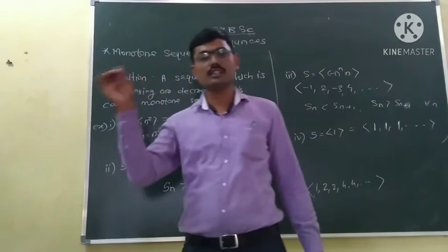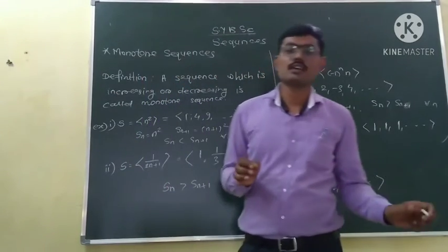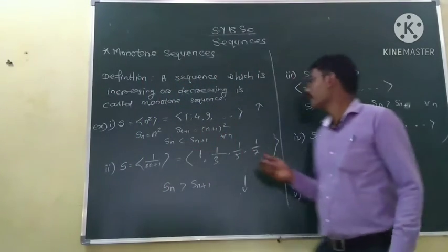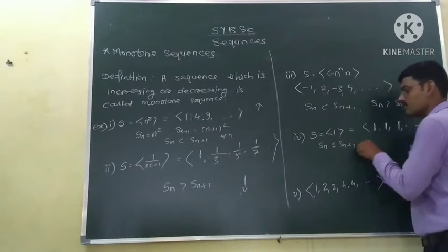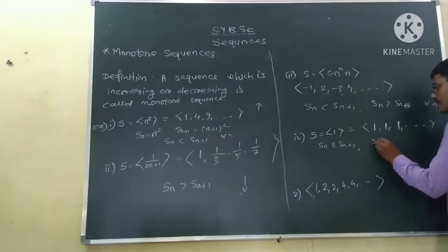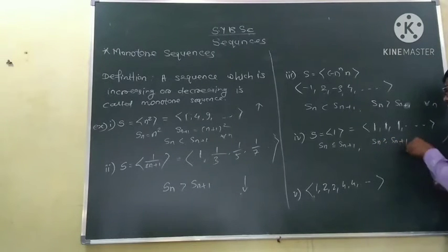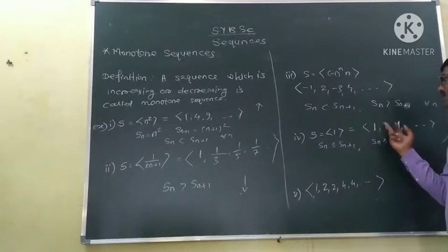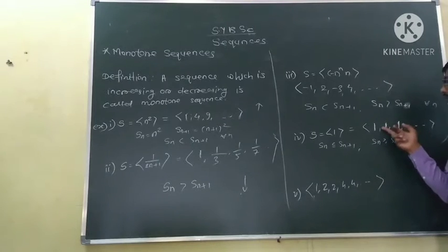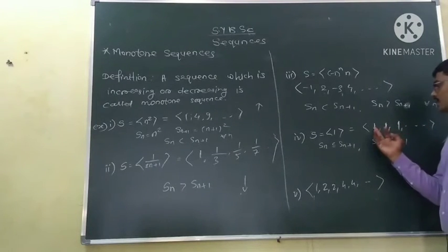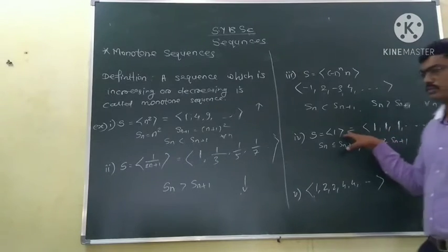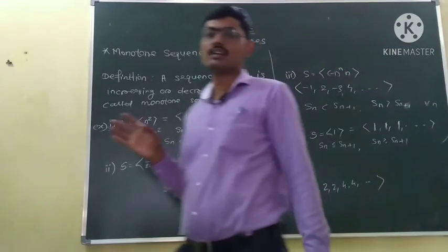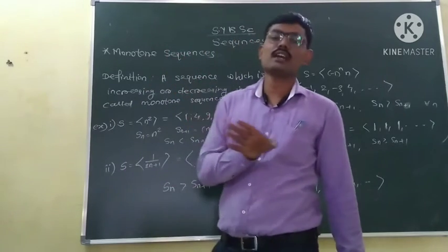We can say it is monotone increasing or monotone decreasing because it satisfies both relations. Sn is less than or equal to Sn plus 1 for all n, and also Sn is greater than or equal to Sn plus 1 for all n. We can say 1 is greater equal 1, the third term is greater equal 1, and so on, or this 1 is less equal this 1, this 1 is less equal this 1. So this sequence is both monotone increasing and decreasing. Only a constant sequence has dual character.